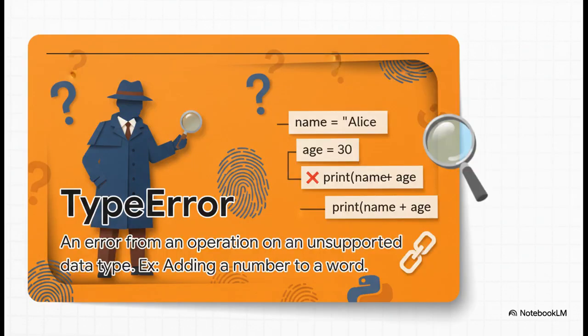So, what even is a TypeError? Well, it's pretty much what it sounds like. It's Python telling us we've mixed up our data types. It's like trying to add the number 5 to the word apple. It just doesn't make any sense computationally, right? You can't add a quantity to a concept. Python gets just as confused by that as we would be.